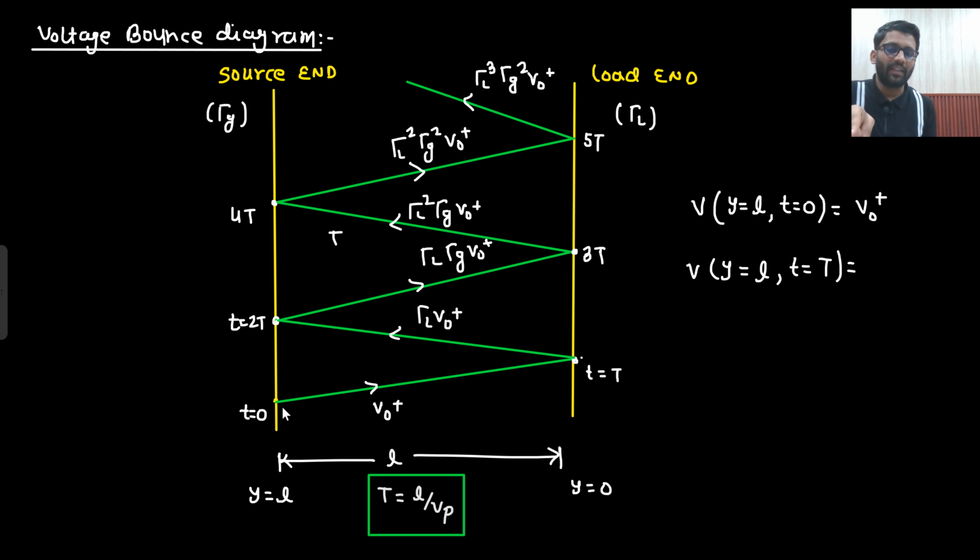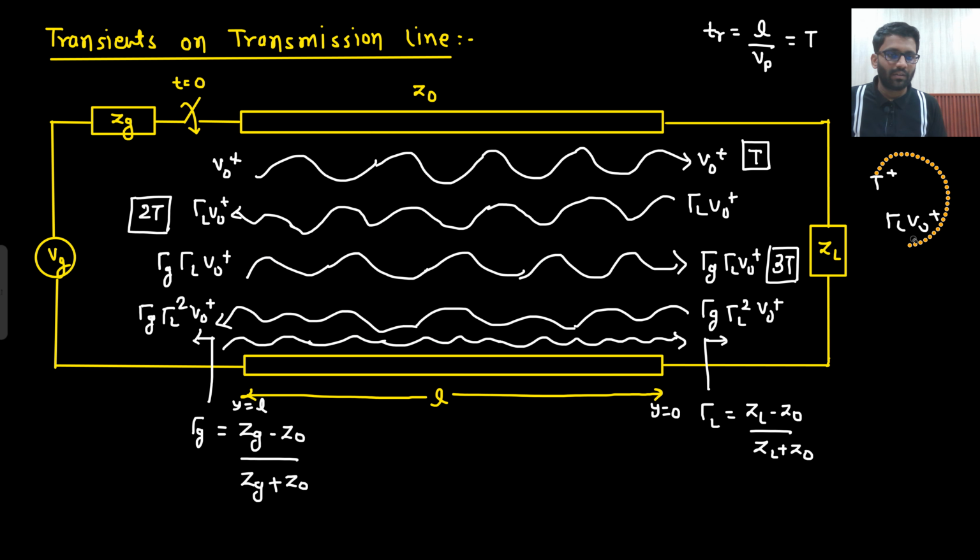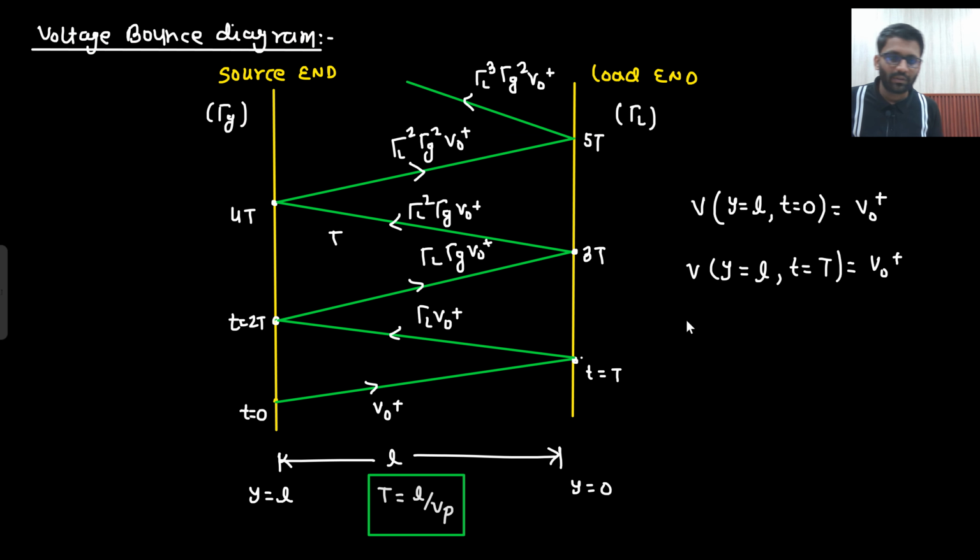Here in this diagram also you can see, we started with V naught plus. But at 2t you will have gamma L V naught plus. Are you getting this point? At time t, here first reflection took place. But at the source end only V naught plus you are having. Are you getting this point? And if I ask you the voltage at y equals to L at t equals to 2t plus, I am asking, just after 2t, what that would be? Here at this node, what will be the voltage at 2t plus? Write it down on your own. What will be the voltage?